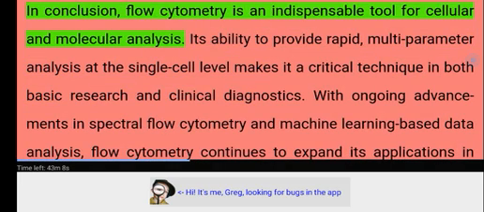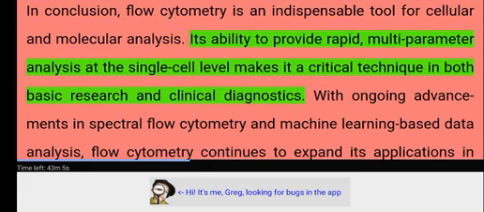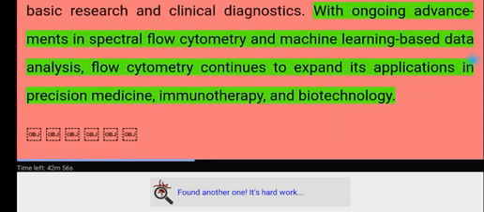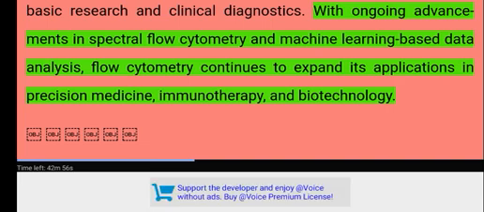In conclusion, flow cytometry is an indispensable tool for cellular and molecular analysis. Its ability to provide rapid, multi-parameter analysis at the single-cell level makes it a critical technique in both basic research and clinical diagnostics. With ongoing advancements in spectral flow cytometry and machine learning-based data analysis, flow cytometry continues to expand its applications in precision medicine, immunotherapy, and biotechnology.